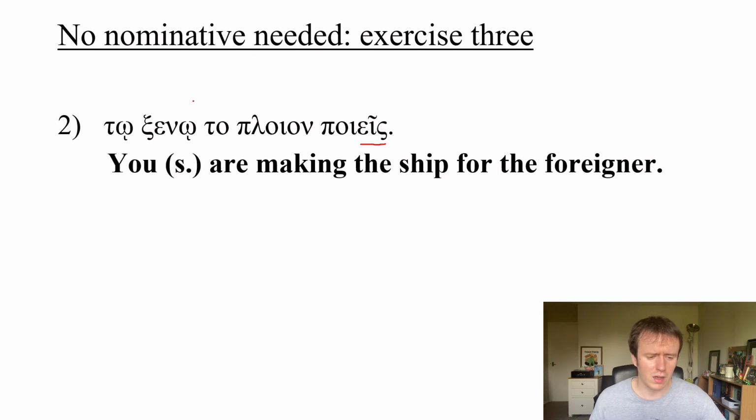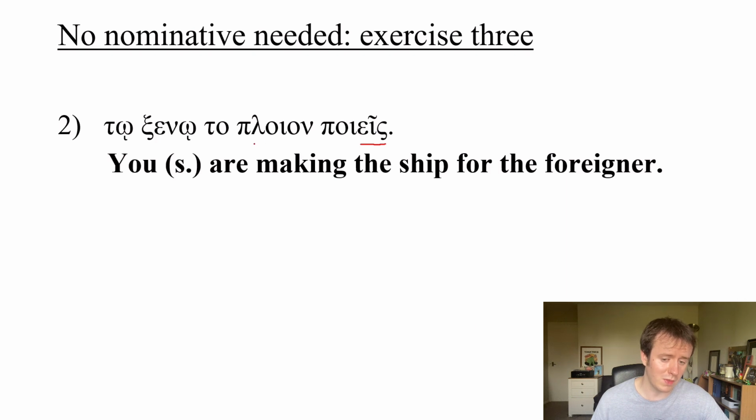And then at the start we had this dative phrase, toi xenoi. And since the foreigner there is in the dative, we know that it means to the foreigner or for the foreigner. But because the action is making, you can't be making something to someone. We would say for somebody in English. So therefore, it's you are making for the foreigner, and then we had the ship in the middle.